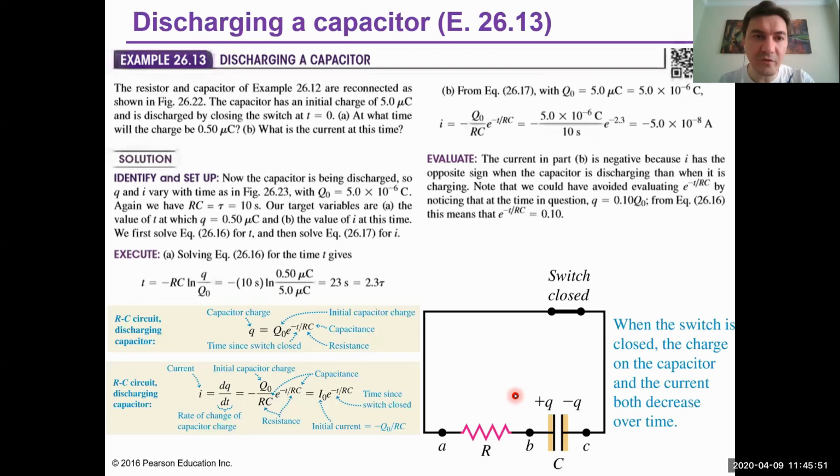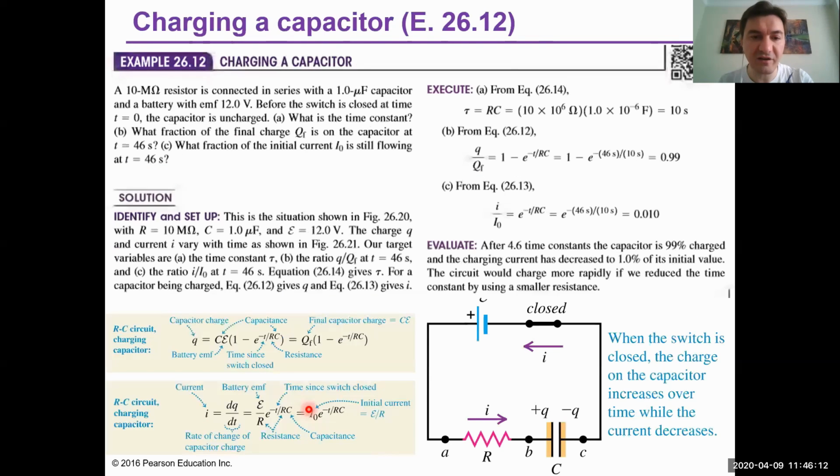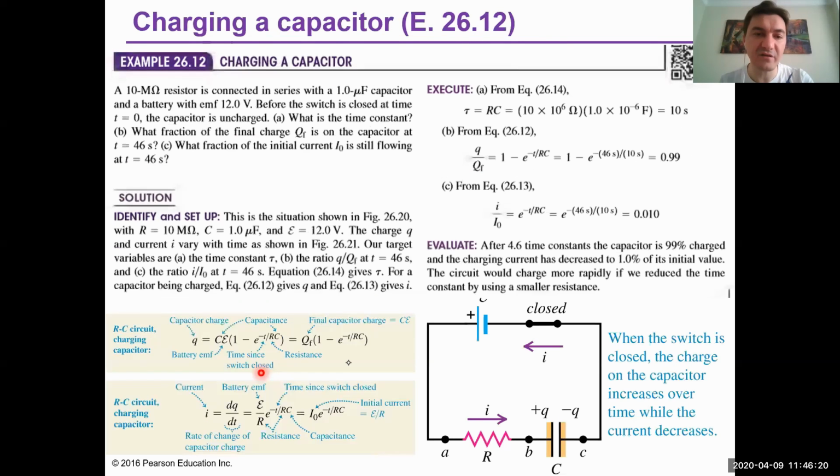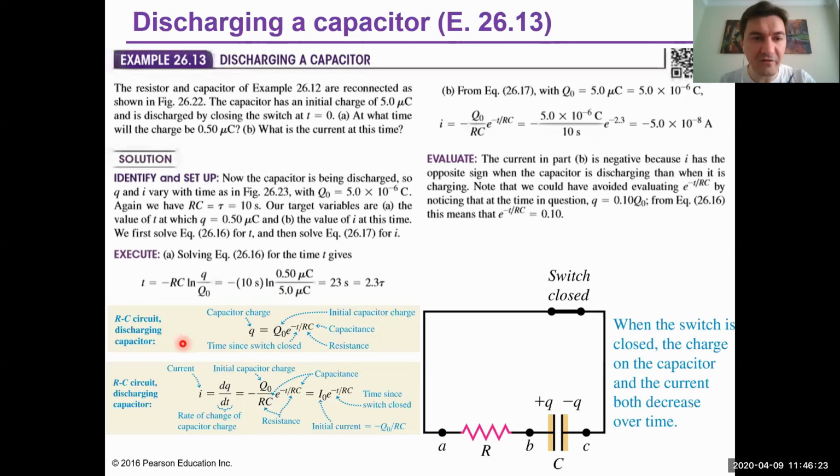So how to solve this one? Again, we will use that formula, but for discharging now, okay? We have different formulas for Q for the discharging and charging cases, but the current expression is always the same. If you look at the current in the charging case and the current in the discharging case, they are the same, but the charge during discharging and the charge during charging are different from each other. So now we have the expression for the charge for the discharging case, which is given by Q0 times e to the power minus t over RC.